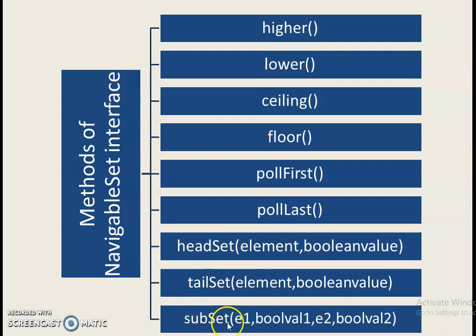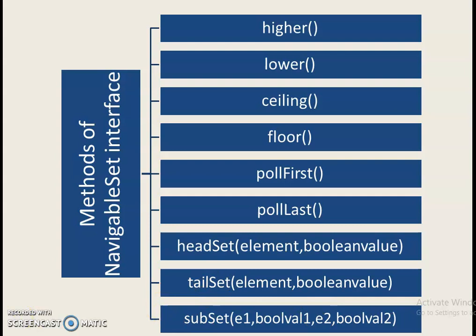Next we have subset. It takes four parameters. First element, then boolean value, second element, then boolean value. So these boolean values specify whether to include these elements in the subset or not, right?